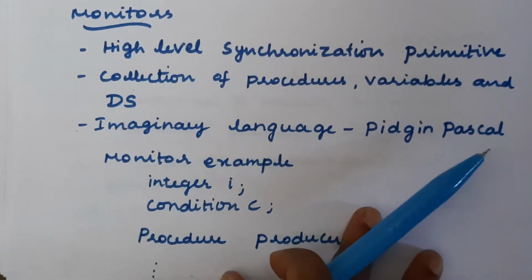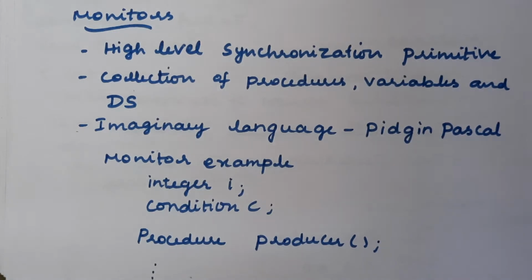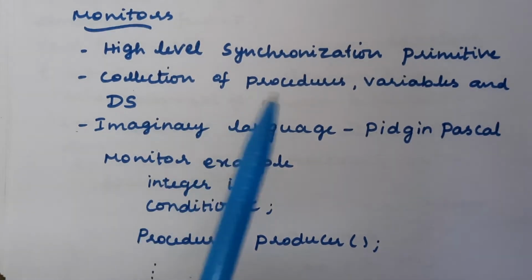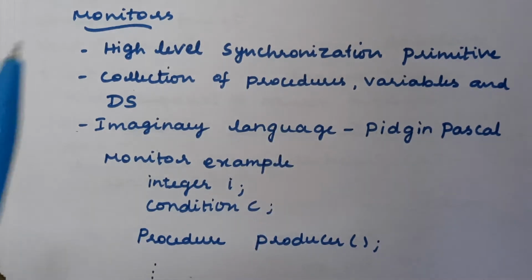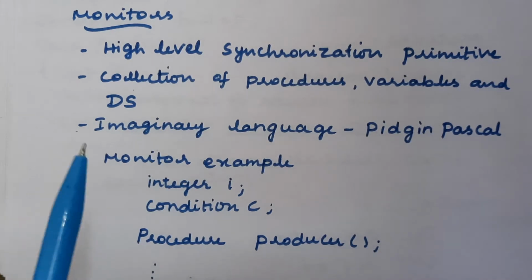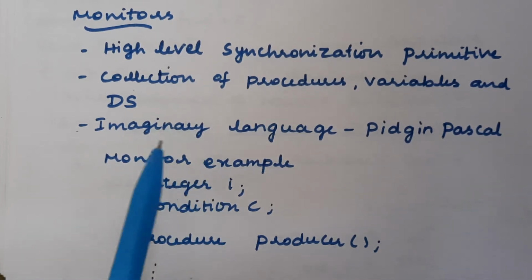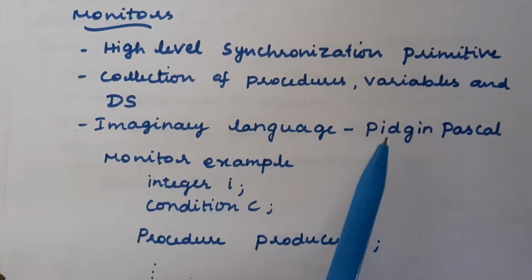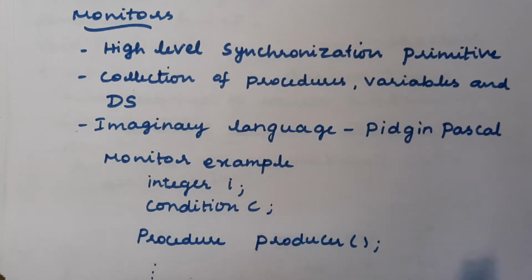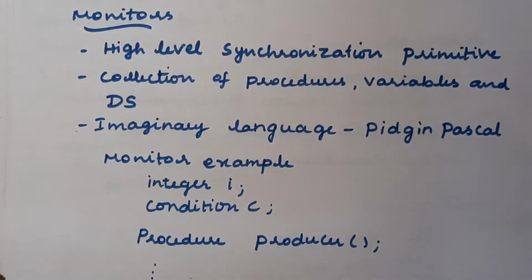A monitor is nothing but a collection of procedures, variables, and data structures. Whenever any process calls the procedures included in this monitor, it is possible to call all of them. It can use all the variables that we have inside the monitor. The process cannot access any other data structure outside of the monitor. It is not possible at all.